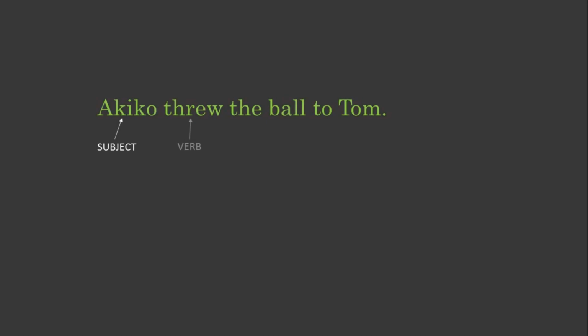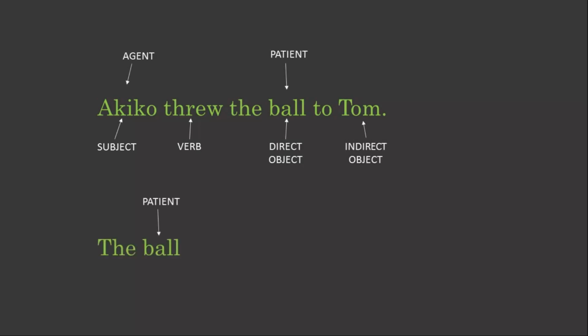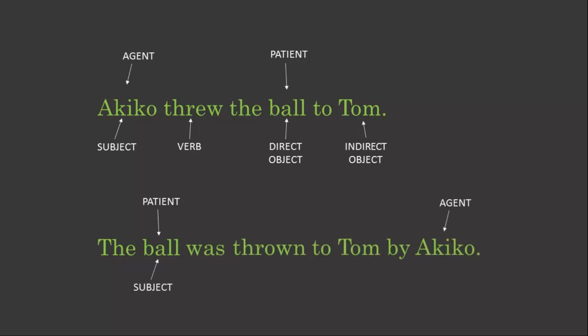Okay, I promised you a quick refresher on the passive voice. Look at this active voice sentence. Subject at the beginning, then the verb, then the direct object, and the indirect object. The subject is the agent, the thing that does the action. The direct object is the patient, which has the action done to it. In the passive voice, the patient becomes the subject, the agent goes to the end, and the verb takes a passive form, usually a form of to be plus the past participle, although you can also use to get.